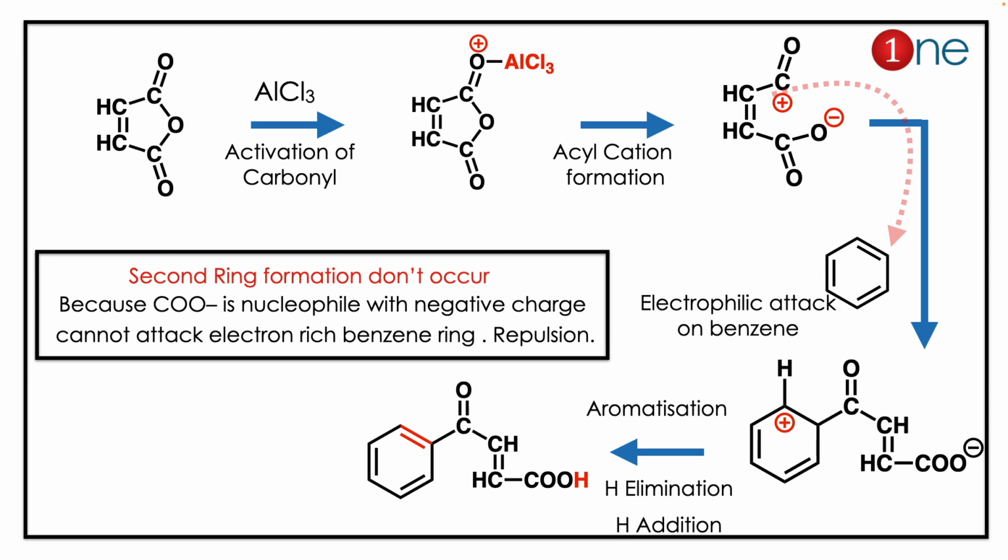Here, second ring formation is possible in principle, but it won't form because COO minus is the nucleophile, not the electrophile. It will not attack the electron-rich benzene ring because of repulsion. The concept you have to learn here is that anhydrides also behave like acyl cations in the presence of aluminum chloride.